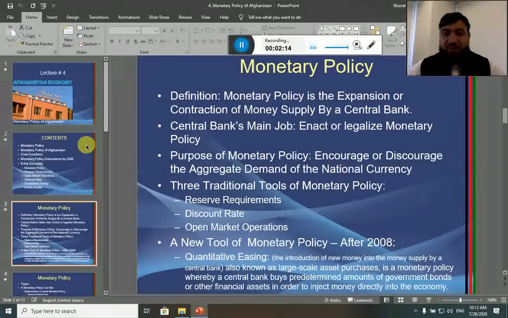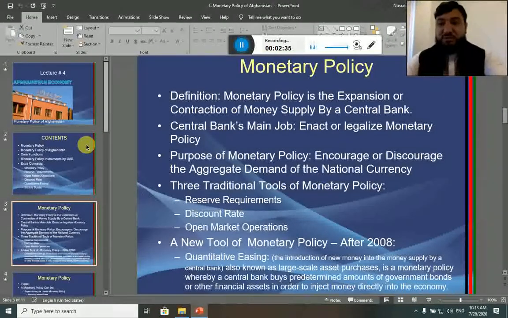So a policy for the management of the money supply or the national currency supply within the boundaries of a country is called monetary policy. That's, you can say, in very simple words. It's not a bookish definition or bookish explanation. This is, we can say, a layman explanation taken from the title or from the words itself.